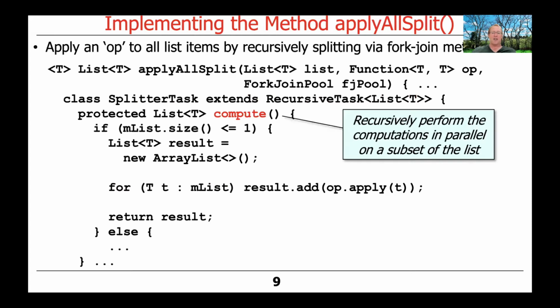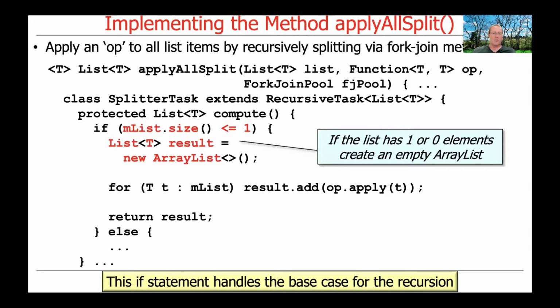Here's the compute method. This is used to recursively perform the computations in parallel on subsets of the overall list. And we'll start out with the base case for the recursion, which says if the size of the list is less than or equal to 0, it should be equal to 1, actually. I'm sorry, less than or equal to 1. It should be 1 at this point.